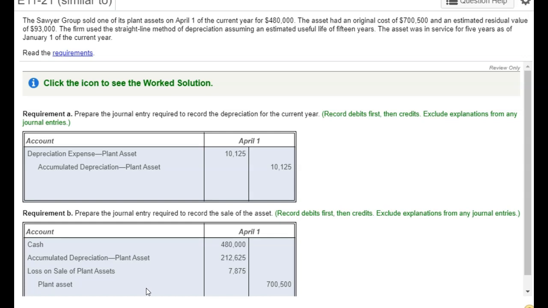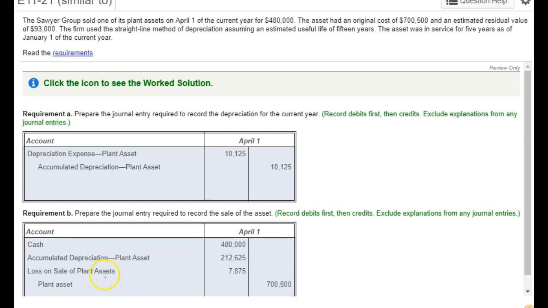So we'll show cash and we'll debit it for the amount received. Plant asset, we'll show it going for the original cost. Now, when we get to the accumulated depreciation, we have to remember that we've used it for 5 years. So we're going to take 5 years times 40,500. That'll give us our 5 years of depreciation. Then we're going to add in the amount we've taken for the last 3 months. When we add all that together, that'll give us 212,625. So we plug in all these numbers and we see that debits don't equal credits.